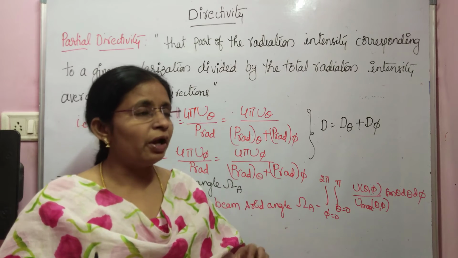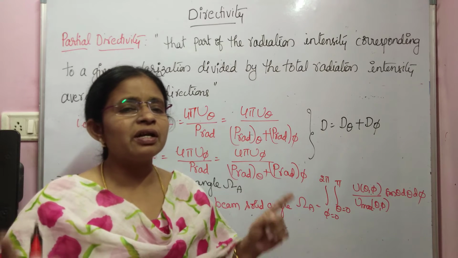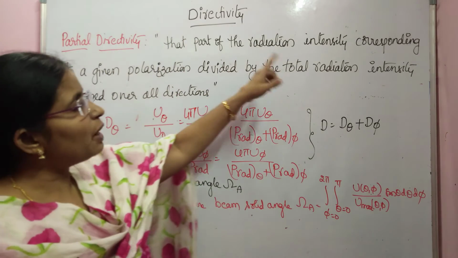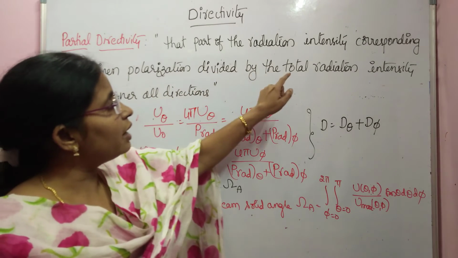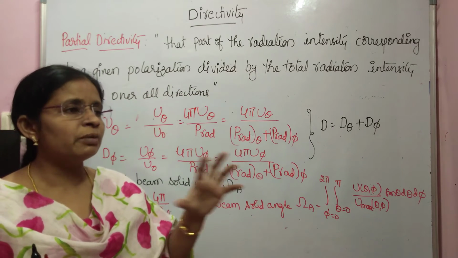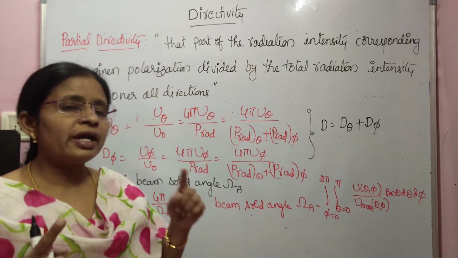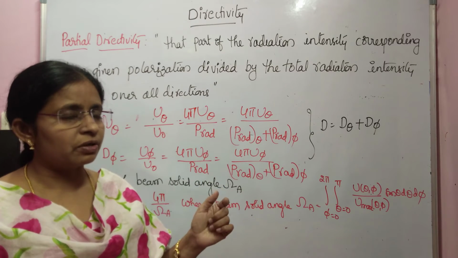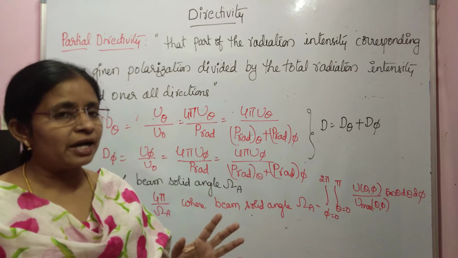ఓకేనా? సో ఈ కాన్సెప్ట్ తో ఇక్కడ మనం పార్షియల్ డైరెక్టివిటీ అనే ఒక టర్మ్ ని మనం డిఫైన్ చేయబోతున్నాం. ఇప్పుడు పార్షియల్ డైరెక్టివిటీ అంటే ఇట్ డీల్స్ విత్ దీస్ టూ పోలరైజేషన్స్ సెపరేట్లీ. That part of the radiation intensity corresponding to a given polarization divided by the total radiation intensity averaged over all directions. Okay, ante ippudu manam theta and phi ane two directions unnai, ante theta and phi ane two polarizations unnai. Okay, ee two polarizations lo, ante two different directions lo, theta direction lo and phi direction lo pattern velipothu untundi kabatti we get two directivities. Those directivities are called partial directivity.